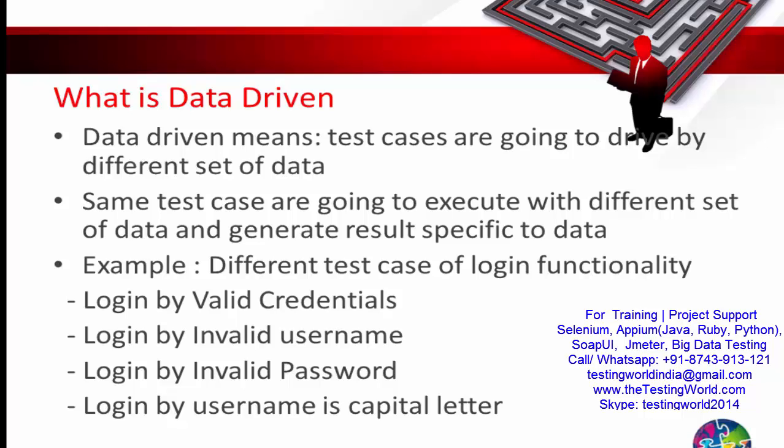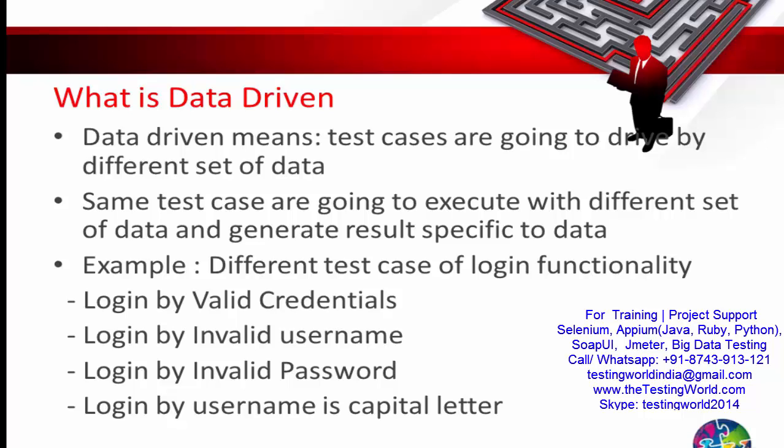Every time we are using a different set of data, and on the basis of that data, my functionality works. It means if I'm giving the correct username and correct password, it is able to log in. But if I'm giving an incorrect username or incorrect password, I should not be logged in. So here we notice that in manual testing, we have around 10-12 test cases related to different data.